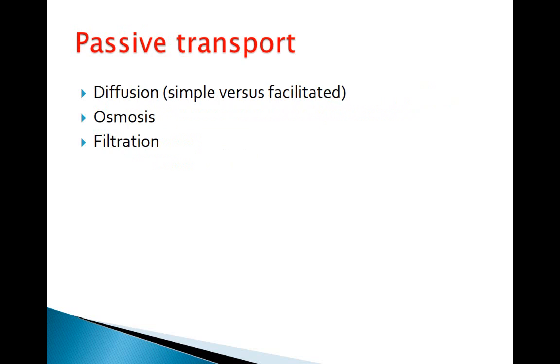So now we're going to get a little bit more specific here. This is looking at passive transport. Active transport uses energy, passive transport does not use energy. And so we have diffusion, osmosis, and filtration. As you can see here, diffusion has 2 different forms. We have simple diffusion, and we have facilitated diffusion. And we'll look at what the differences are between them.